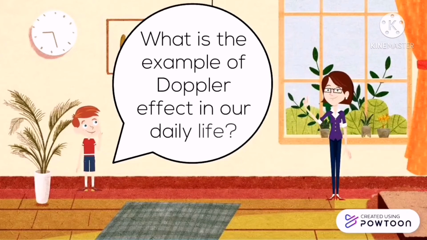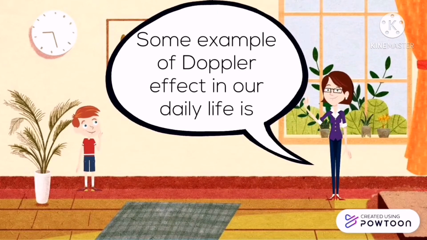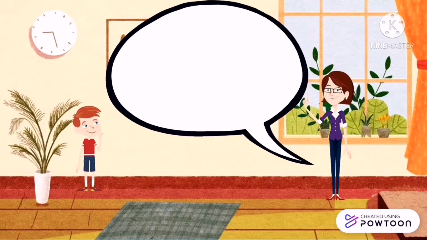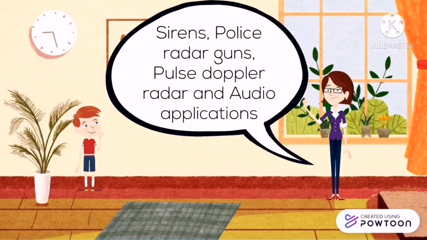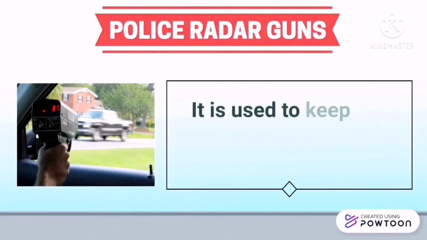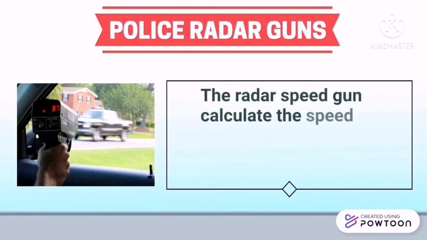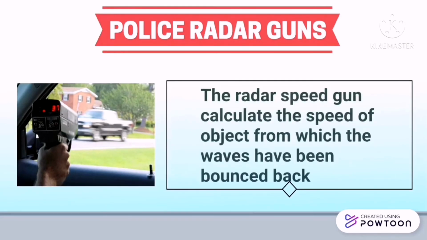What are examples of the Doppler effect in our daily life? Some examples of the Doppler effect in our daily life are sirens, police radar guns, pulse Doppler radar and audio applications. Police radar guns are used to keep a check on overspeeding vehicles. The radar speed gun will calculate the speed of the object from which the waves have been bounced back from the transmitted radio wave signal.